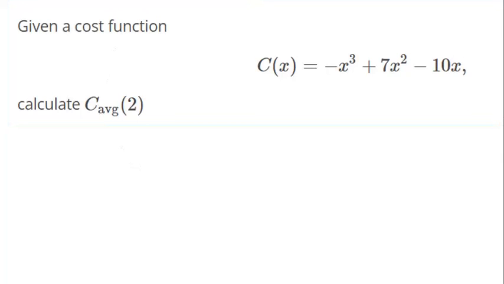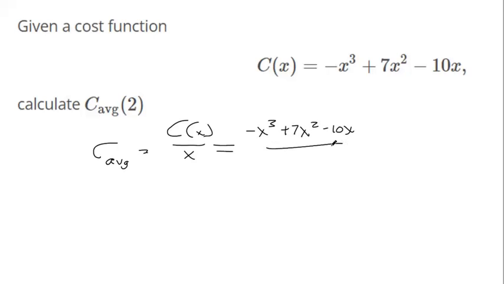Same type of thing for this one. They want us to calculate the average cost when x is 2. So we need a function for the average. C AVG, that's C of x divided by x for the same reason that we talked about above. So it's like negative x to the third plus 7x squared minus 10x, divide everything by x. And negative x to the third divided by x is negative x squared. 7x squared divided by x is 7x. Negative 10x divided by x is negative 10. There's our average function, and they want it when x is 2.